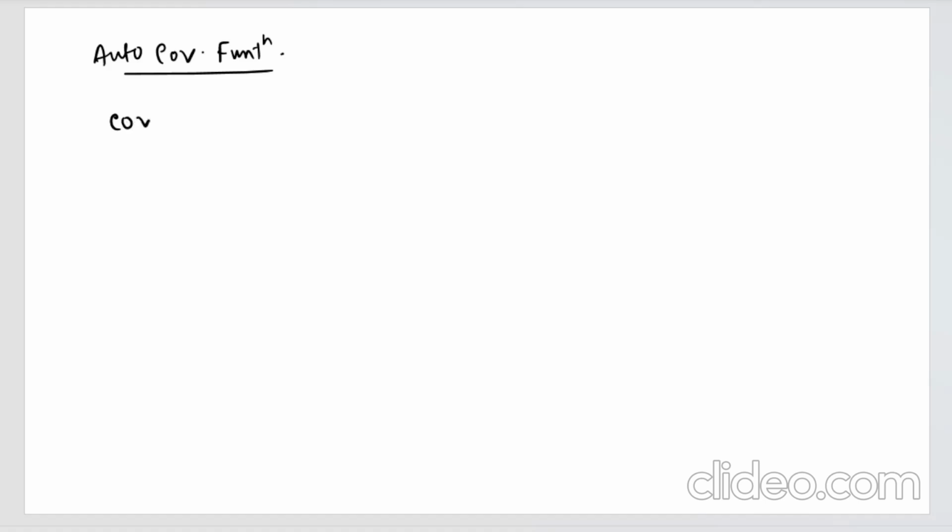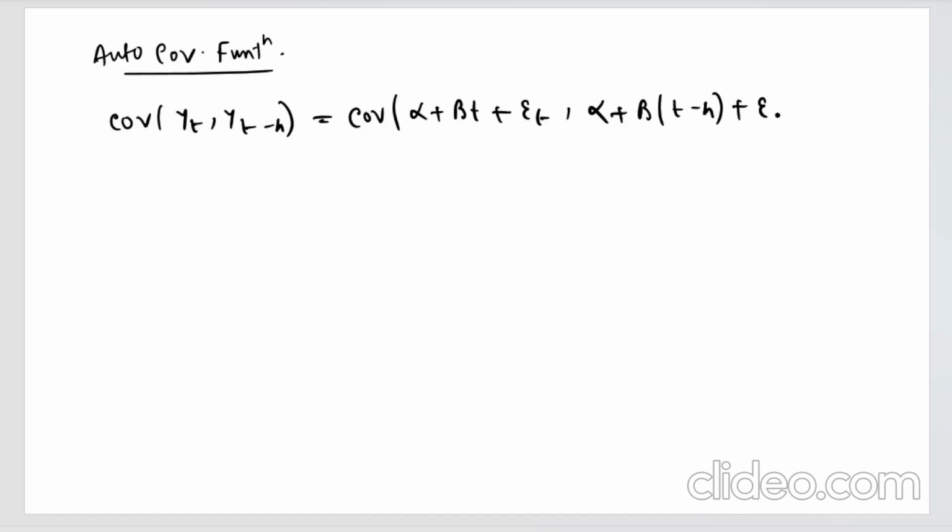What is autocovariance? So covariance of yt, yt minus h, right? This is the autocovariance. So what do you have here? It is the covariance of alpha plus beta t plus epsilon t, and alpha plus beta t minus h plus epsilon t minus h, right? You got this, I hope. Yt is this, and for yt minus h, simply instead of t you write t minus h, right? So this will give you this.